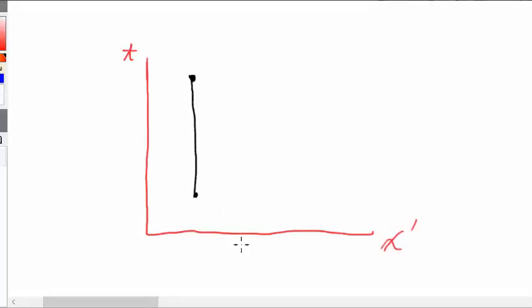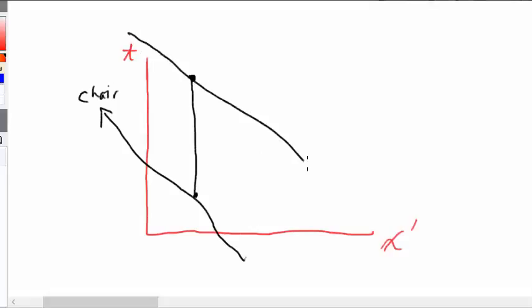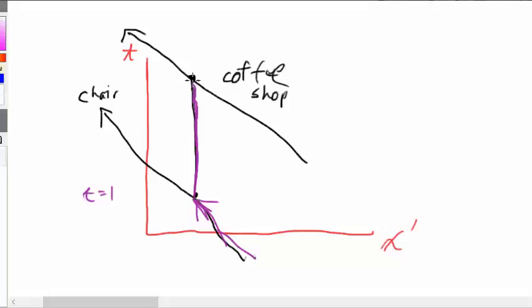In this coordinate, the chair is moving to the left over time, and the coffee shop is moving to the left over time. I was riding the chair to the left for a time, and then at t equals 1, I stopped, got off the chair, and waited for the coffee shop to arrive. And then when the coffee shop arrived, I hopped onto it, and I continued my ride to the left.